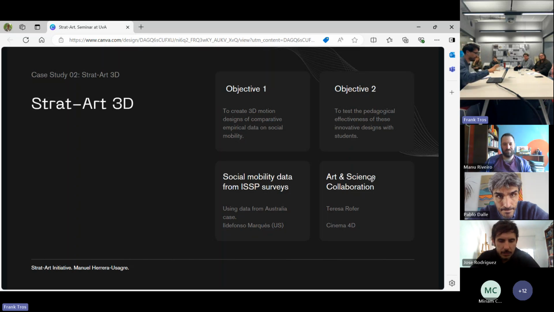We also want to test the pedagogical effectiveness of this artifact, but we're not ready yet. We're still in a proof of concept phase. We don't have a prototype. And we're going to keep using social mobility data from the ISSP survey. We're going to use data from the Australian case. Why? Because it starts with A. Seriously, because we expect the difference between the generations in Australia to be higher. That's what Ildefonso Marquez just led us to do.